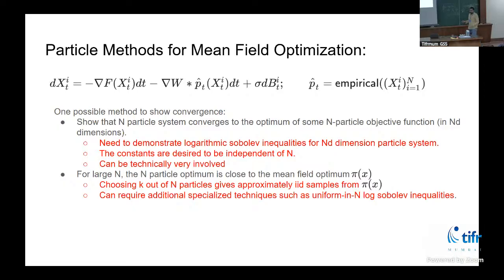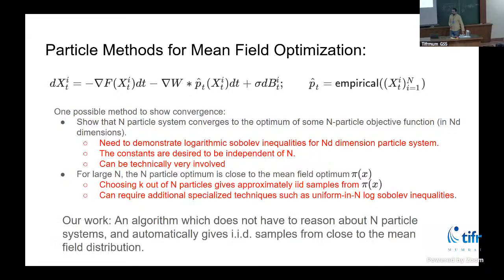Right? So what does this mean? It means that choosing k out of n particles gives approximately IID samples from pi of x. This is called propagation of chaos, and this can require additional specialized techniques like uniform in n log Sobolev inequalities, which is another can of worms, which is very, very hard to deal with, and there are no techniques which can give you a clean answer to these questions.